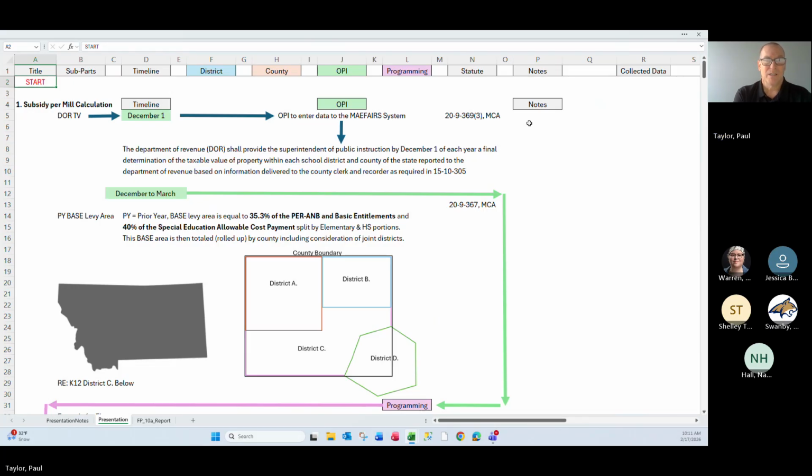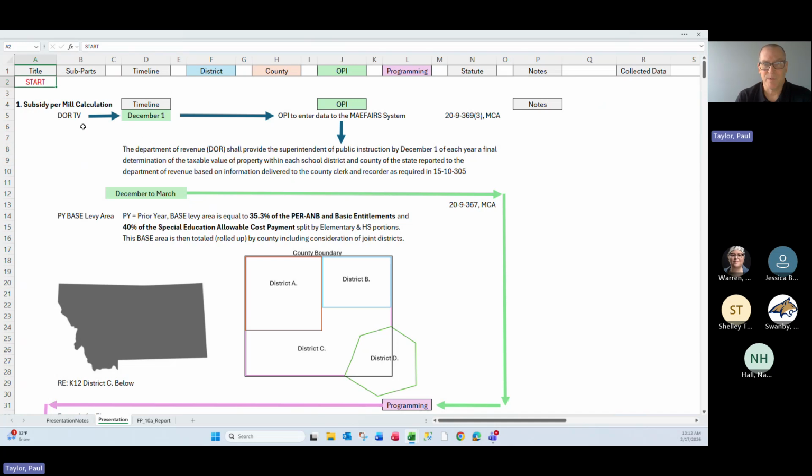To get started, the first thing that the OPI requires is something that's already in current statute. It says up here on the timeline that by December 1st, the Department of Revenue, or DOR, provides the OPI taxable values. The OPI does receive these taxable values from DOR and already has, and we are required to receive them by the DOR under this section of law. And actually, here's some of the words from that section of law.